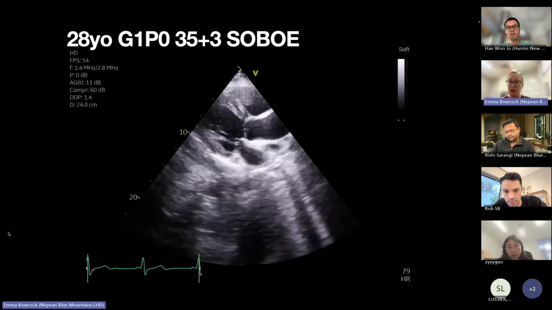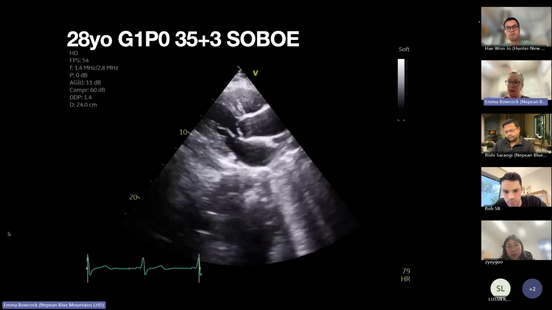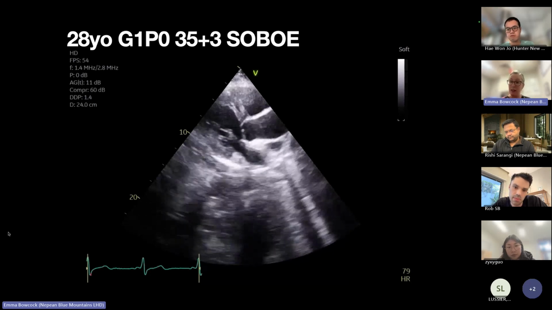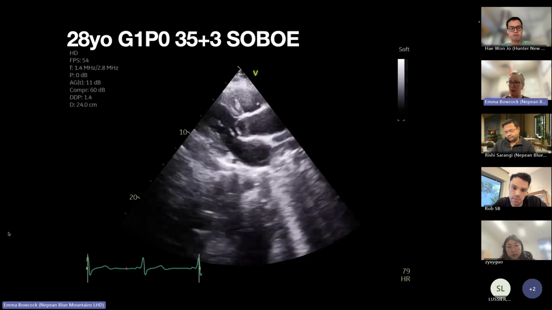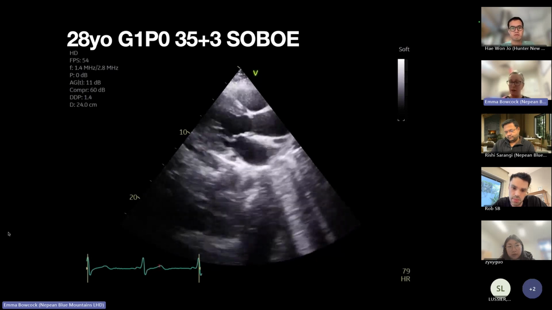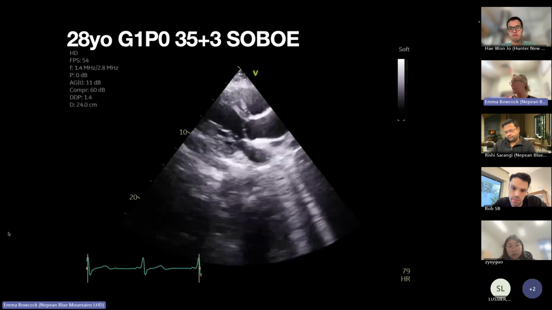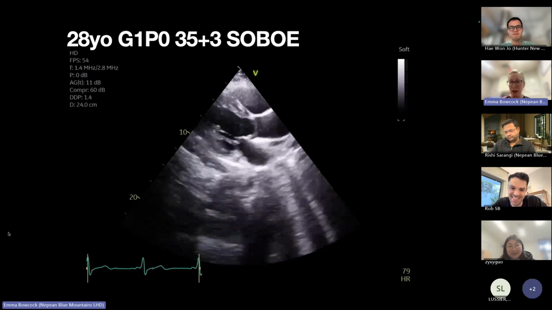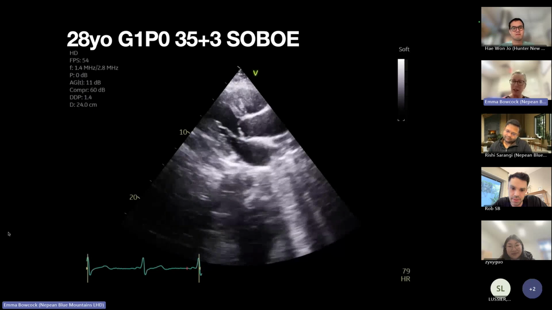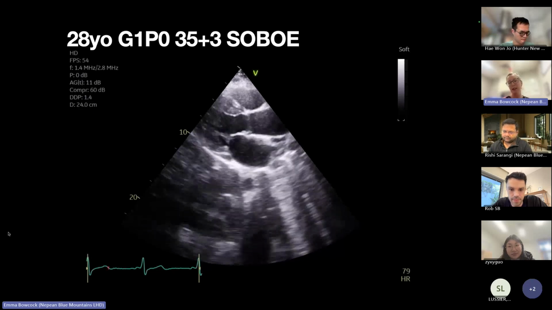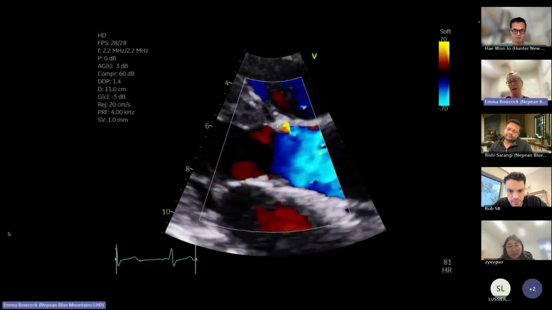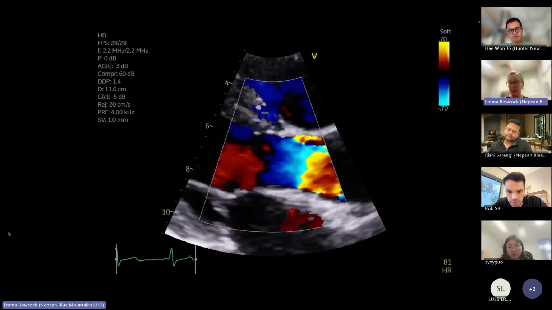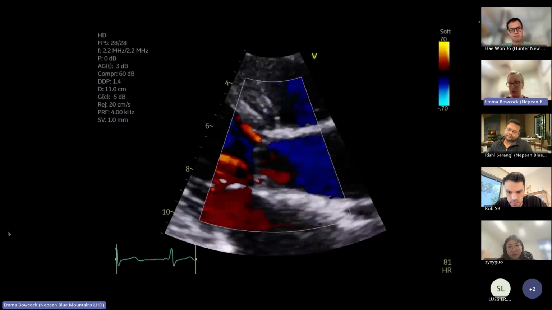The LV does look slightly hypertrophied, doesn't it? I know that can happen, obviously, in pregnancy. You get that eccentric remodeling. You increase your LV mass by about 30%. I don't know about you guys, but pregnancy changes in the heart fascinate me. It's amazing, but maybe it is a little bit chunkier than you would expect. But it's hard to say. What we can see here looks like eccentric mild aortic regurgitation.